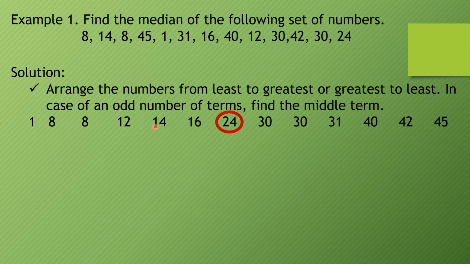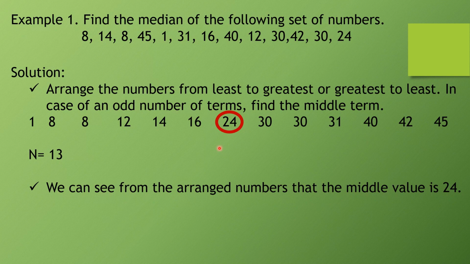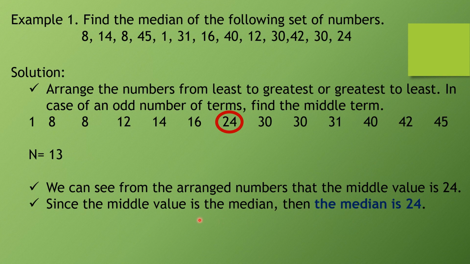1, 2, 3, 4, 5, 6, 7. 1, 2, 3, 4, 5, 6. Same sila on right side na ay 6 values. Sa left side na po 6 values. Ang nasa tunga is 24. And our n is 13. So we can see from the arranged numbers that the middle value is 24. Since the middle value is the median, then the median is 24. Automatic atong median 24 kung ang given data is odd. So for example number 1, the median is 24.